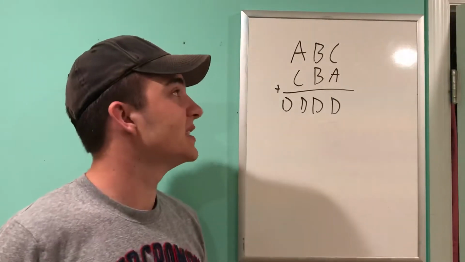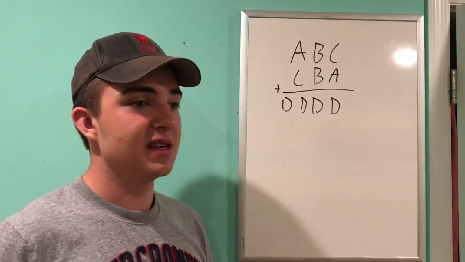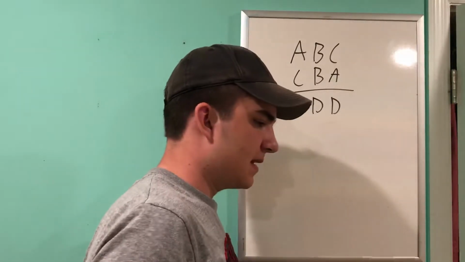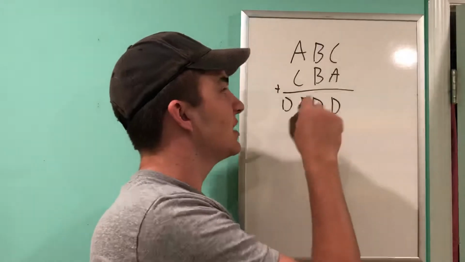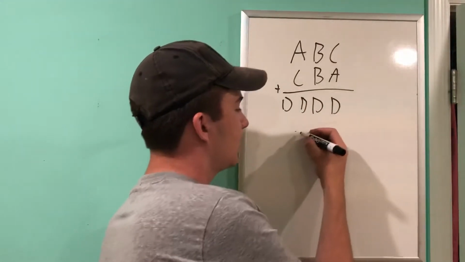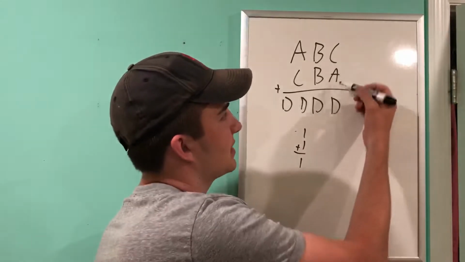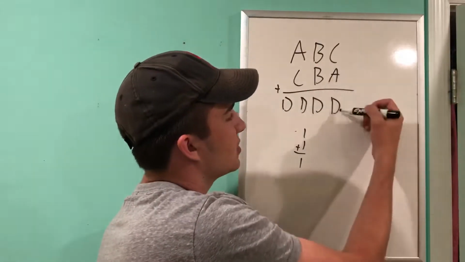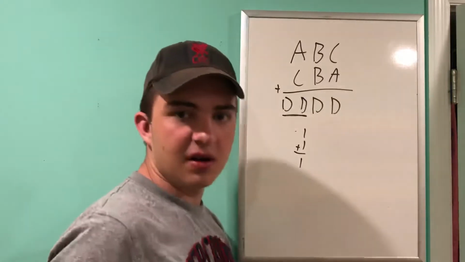So what we have here is ABC plus CBA is equal to DDDD. Now, the question itself asks us to find B. So let's think about this. What does that mean? If you have a number 1 plus 1, and you get 1, that means C plus A is 1, then you get 1. But since C plus A is 1, that means A plus C is 1. But it's not, because there's two numbers there.